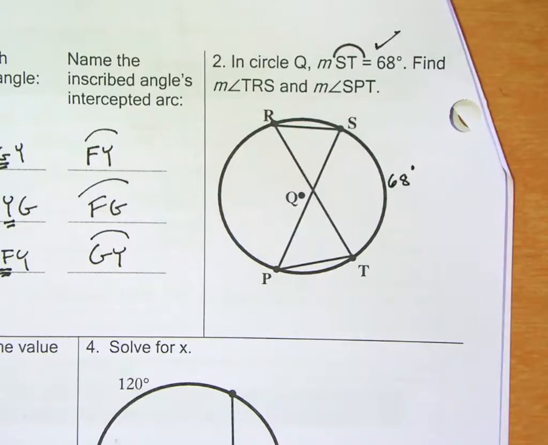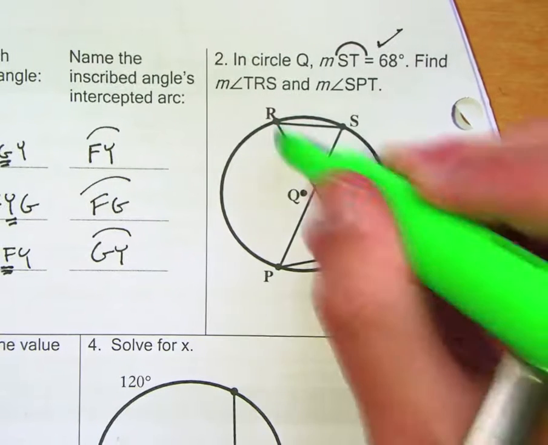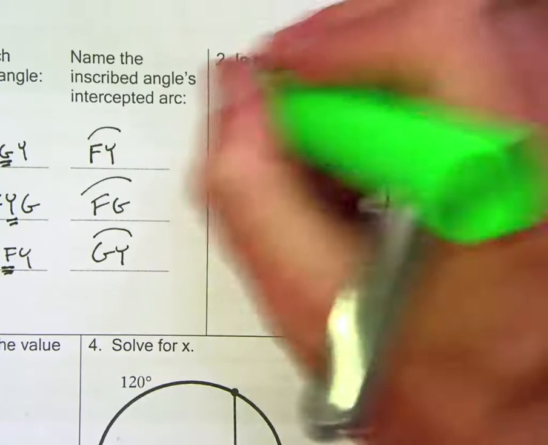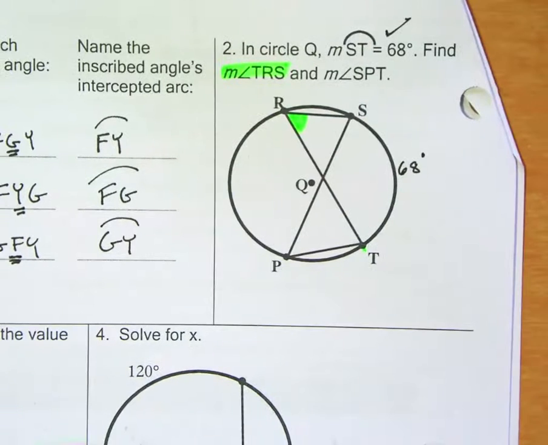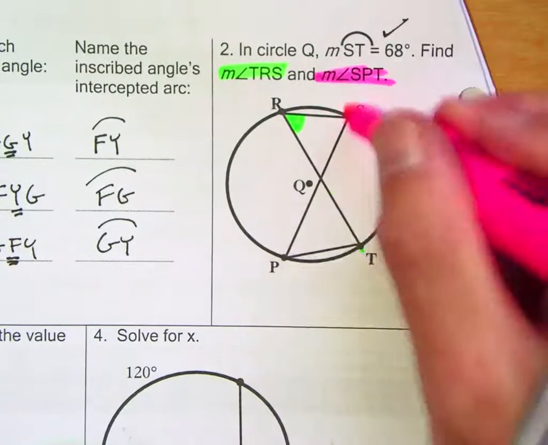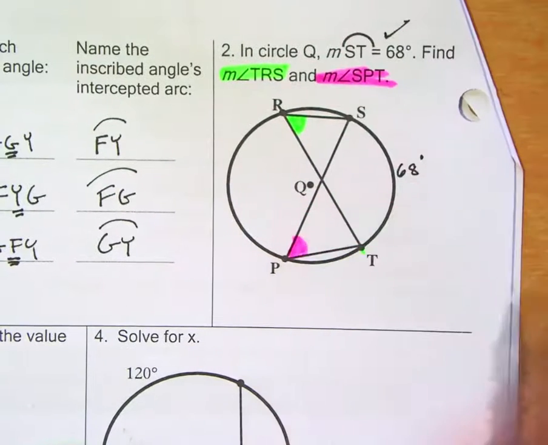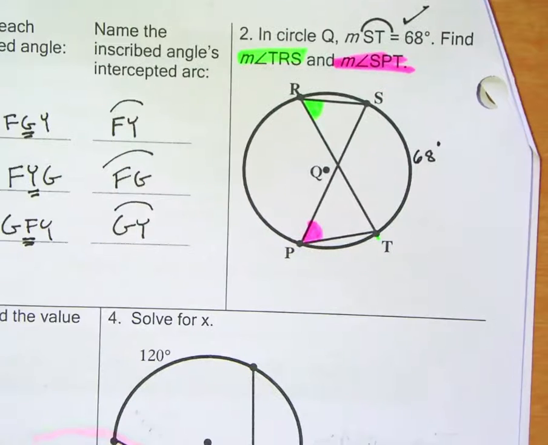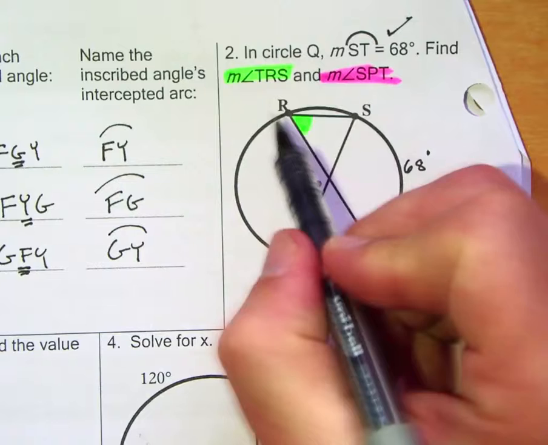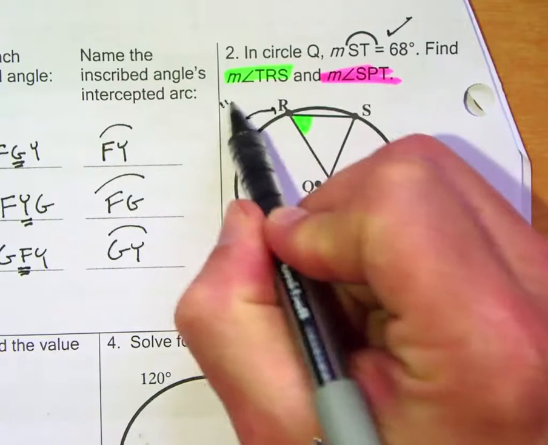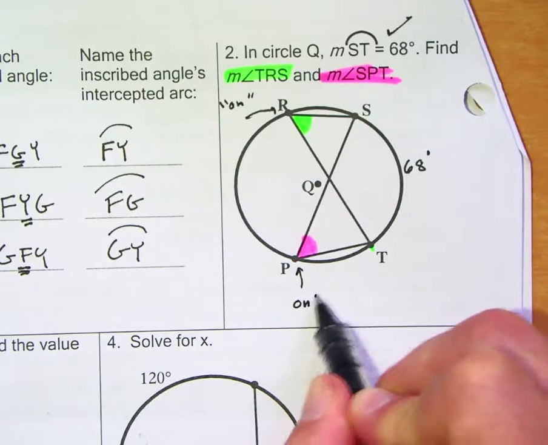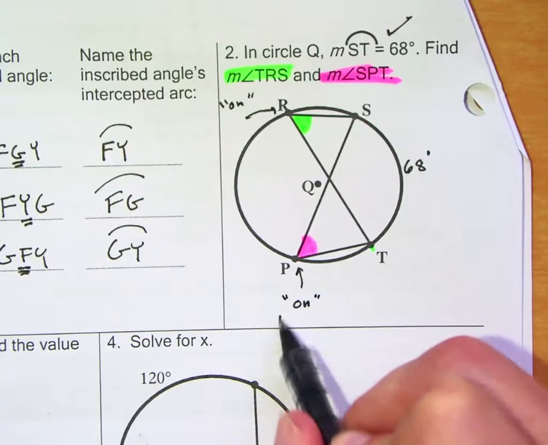Let's find TRS. So that's this angle right there. We also want to find SPT. SPT is this angle right there. Now, if you notice, what kind of angles are these? Are they central angles? Are they inscribed angles? Well, they're inscribed because the vertex is on the circle. So these are inscribed angles.